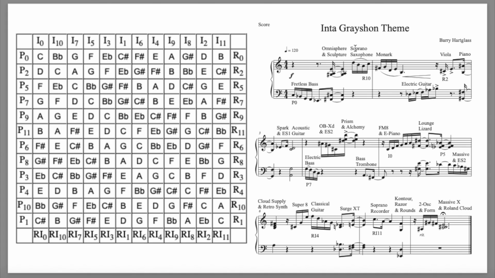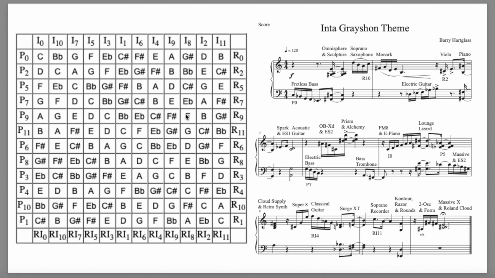And you can see in the score here, I start off with the prime row, and there are the notes C, B flat, G, F, E flat. And then there's this chord. This chord is made up of the next several notes, C sharp, F sharp, E, A, G sharp. This is an F sharp minor 9 chord. So then I have 2 notes left, D and B, and then the beginning of this soprano saxophone part starts with D and B. So I use up the whole P0.